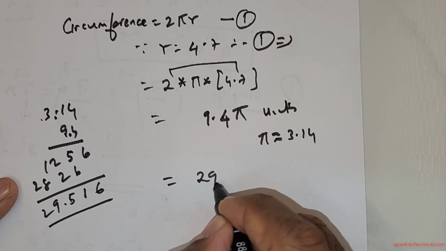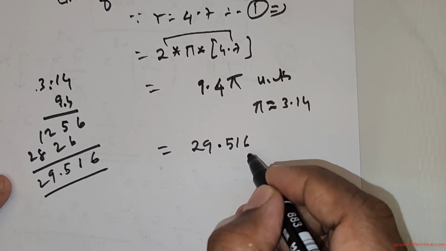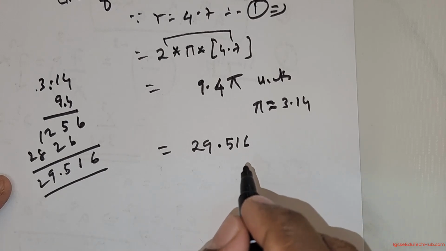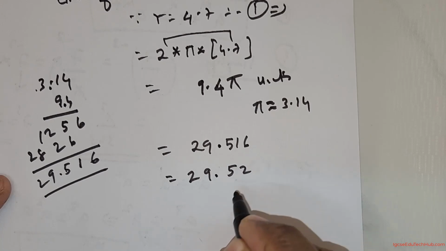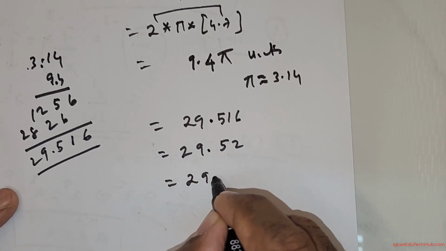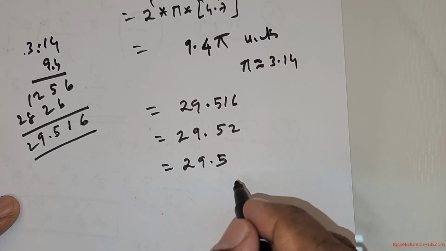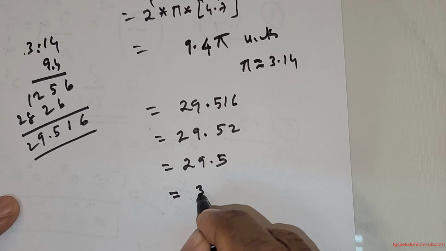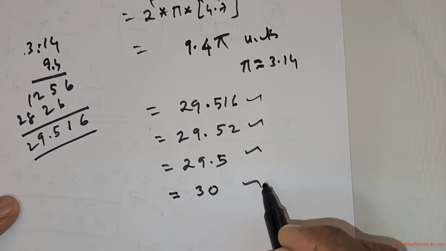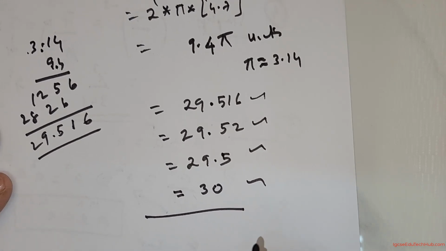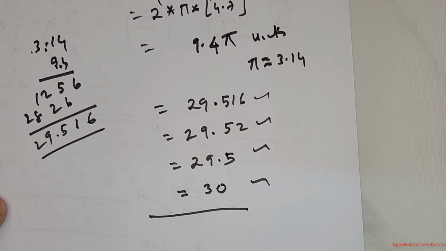So the solution is 29.516. If they want you to give it to 2 decimal places, 29.52. For 1 place, 29.5. And if they are asking you to round it, this can be written as 30. So there are different levels of solutions that I have given you for this. Based on the question's requirement, you can place the solution.